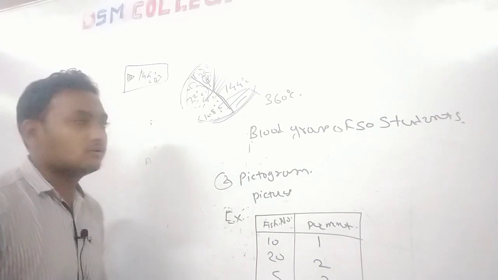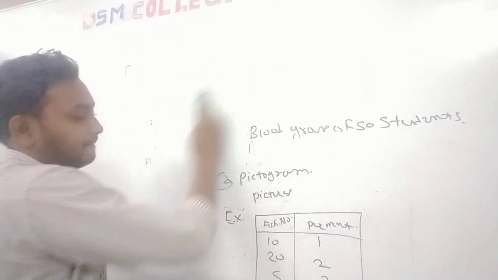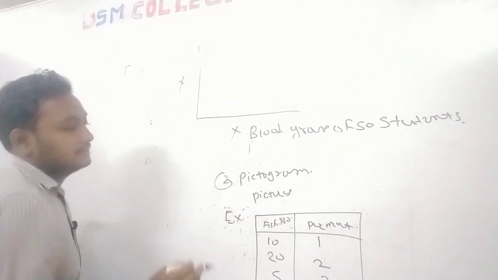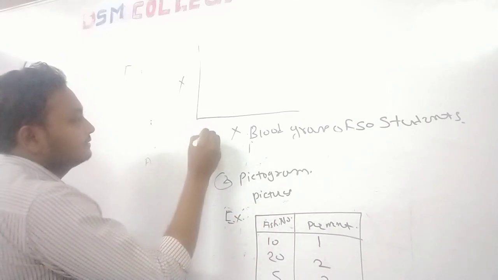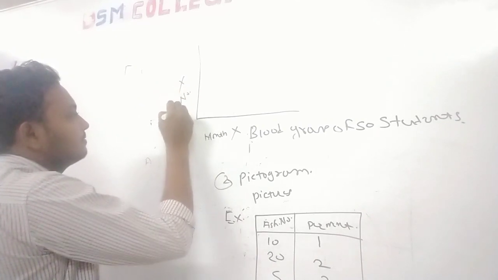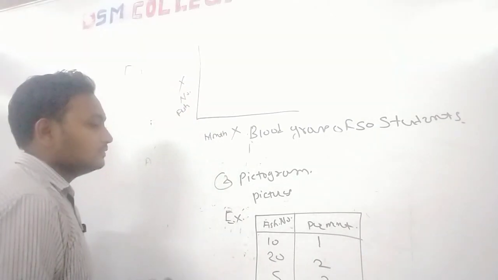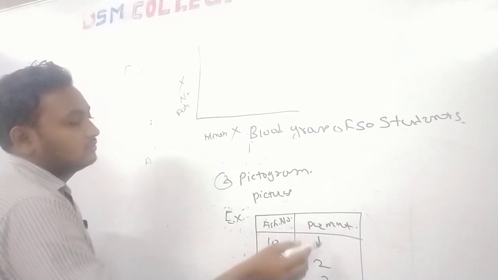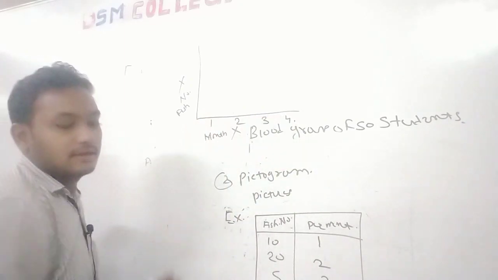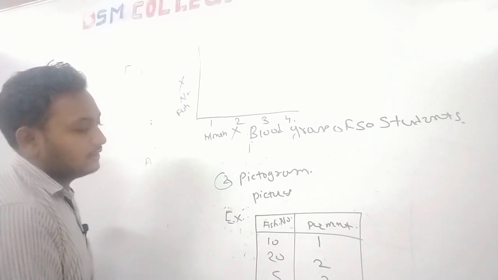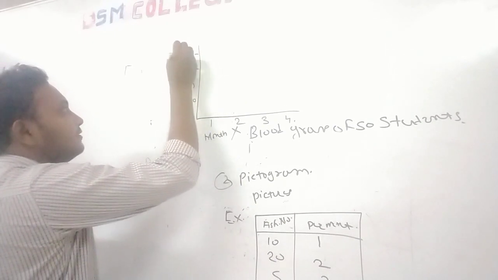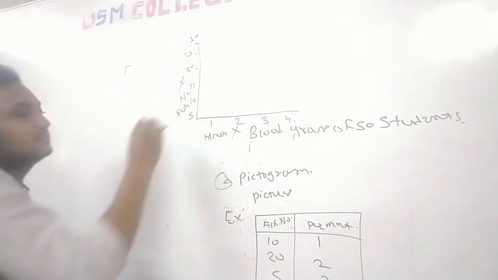So how do we draw the pictogram? Firstly, we draw a graph with an x-axis and a y-axis. On the x-axis is the month, and on the y-axis is the number of fish. Then we put in the values. The months are 1, 2, 3. Then the values are 10, 20 and 5, so we mark 5, 10, 15, 20, 25, 30, with a difference of 5 between them.